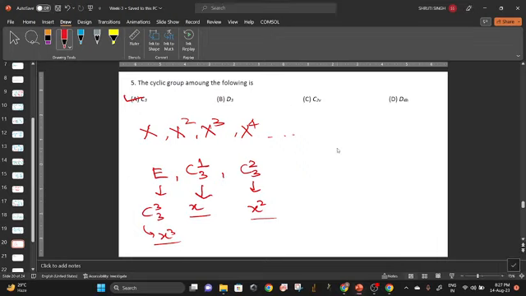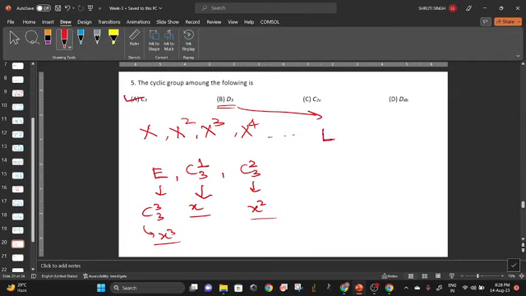Now D3. What about this one? It's not cyclic, ma'am. D4 also not cyclic. Ma'am, but D3 may be cyclic, no? Let's see. What elements does it have?